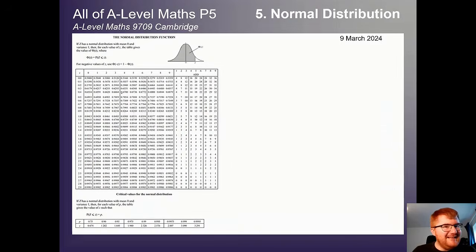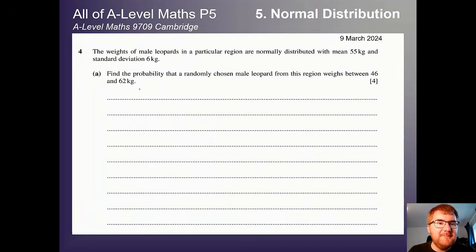Right, you're going to need this chart again, so I've got it here ready. So this time we've got the weights of male leopards in a particular region are normally distributed, that keyword. As soon as we see that, we know we're doing this process with a mean of 55 kilos and standard deviation of 6. So before I do anything, I'm just going to write this down. So 55 is the mean, 6 squared here to represent the variance, and find the probability that a randomly chosen male leopard from this region weighs between 46 and 62 kilos.